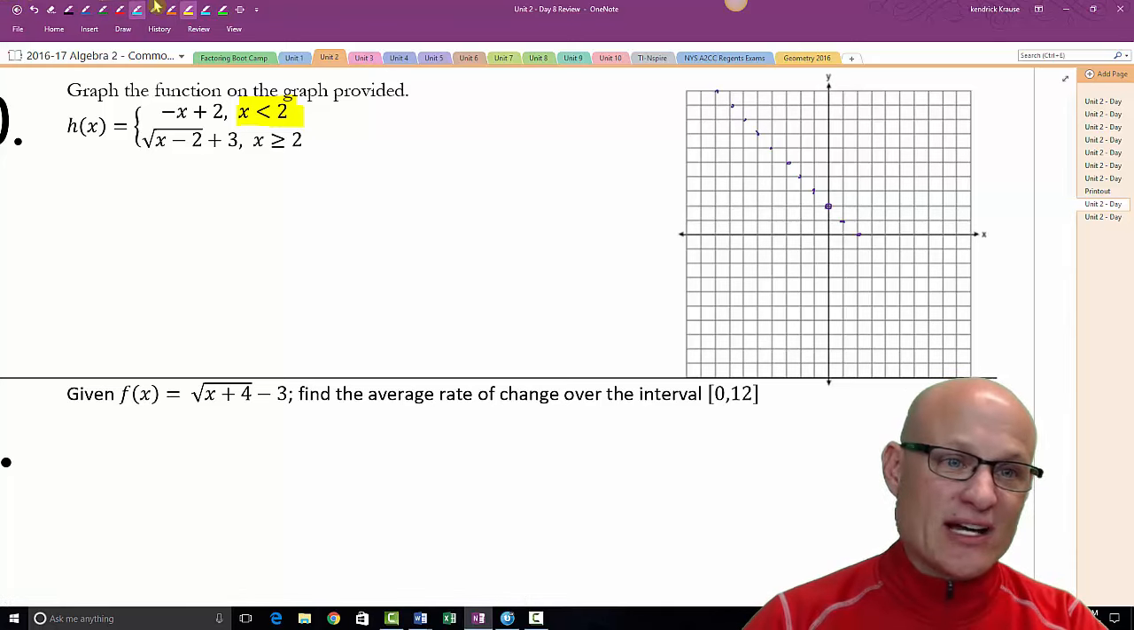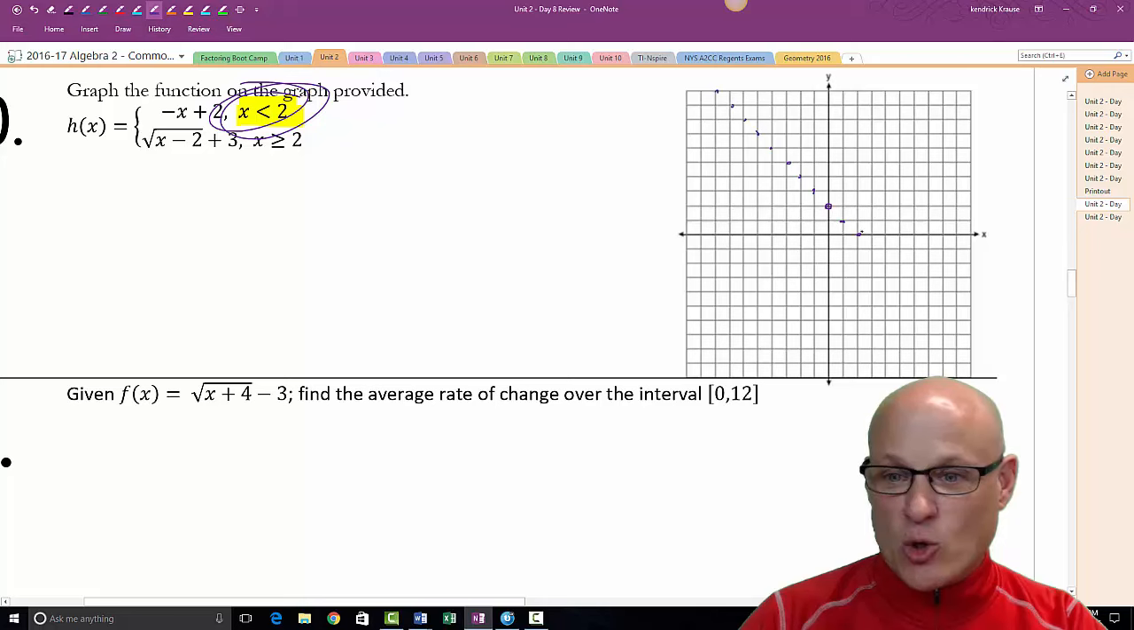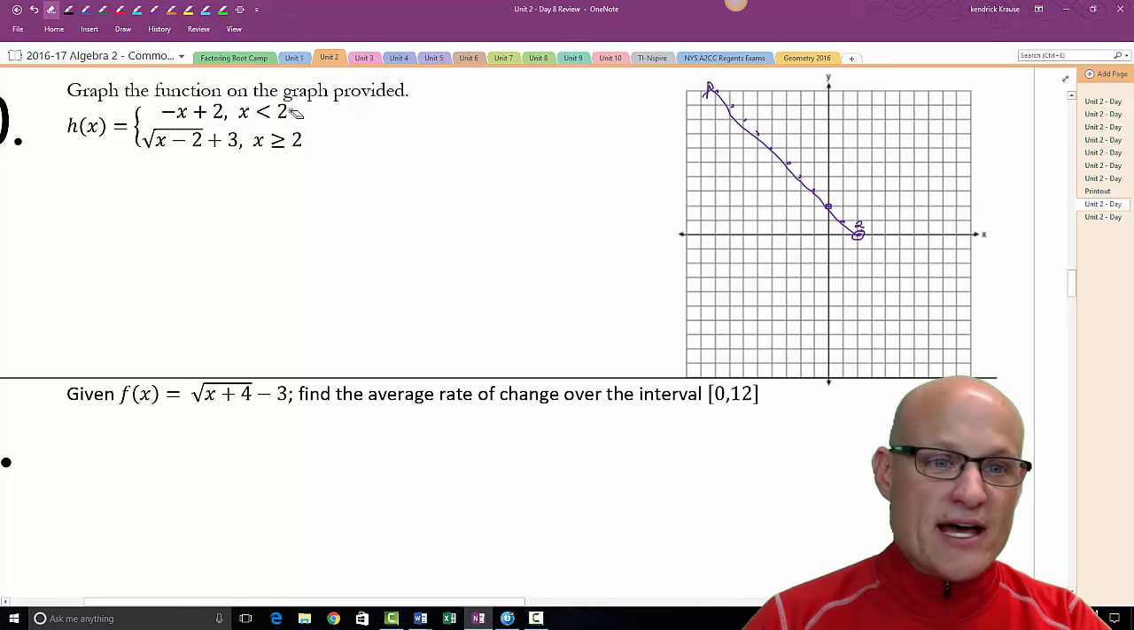Now, it also says less than 2. Notice it says just less than, not equal to. So I need to have an open circle here at x equals 2. See, this is x equals 2. And we're going to go less than that. All of those.